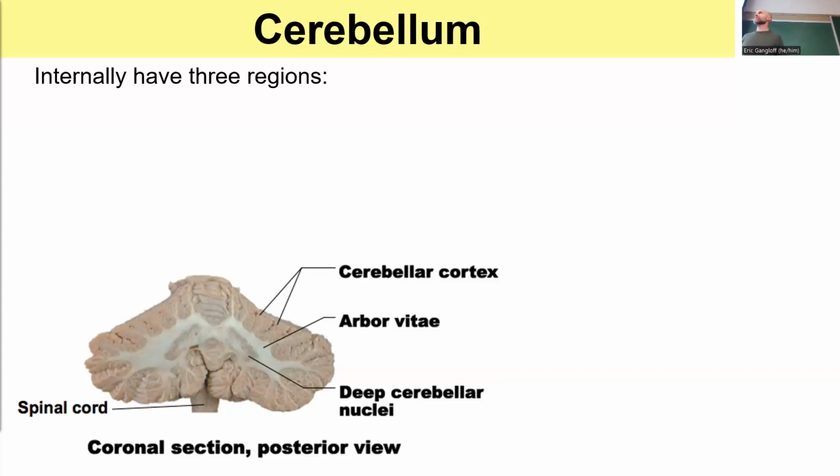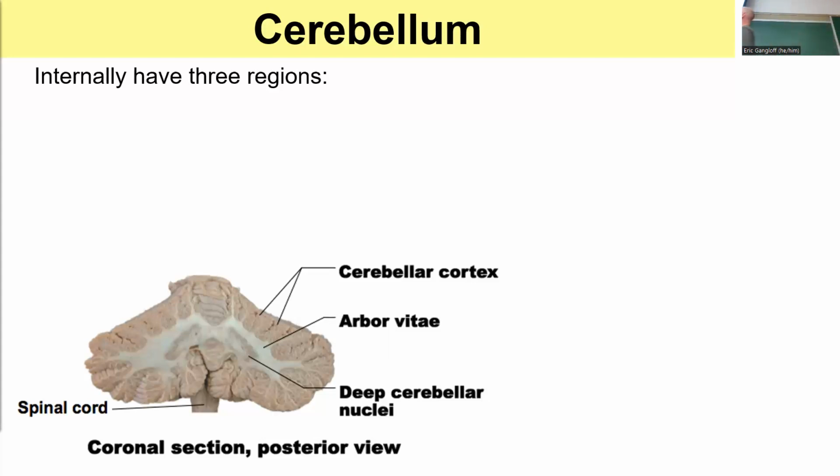Remember, cortex comes from the word for tree bark, for bark, so it's on the outside. Then we have some gray matter on the inside of the arbor vitae, and that is called the deep cerebellar nuclei. So deep because it's deep to the arbor vitae and the cerebellar cortex, cerebellar because it's in the cerebellum, and then nuclei because this is gray matter where there are centers of cell bodies of neurons and unmyelinated interneurons.